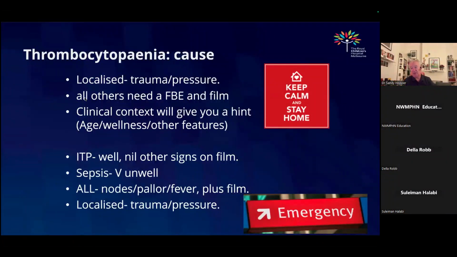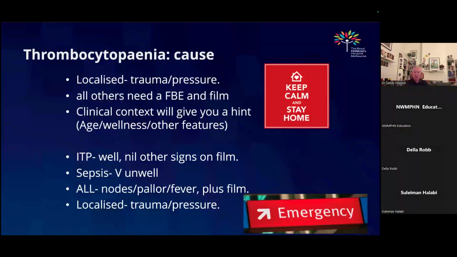All other patients, I think, need a full blood count and film, for the reason that both hematological malignancy and immune thrombocytopenic purpura are probably the two more common causes. The clinical context can give you an idea what's going on. Obviously, you've got a well child with a recent viral illness with no pallor, no enlarged spleen, looks well in themselves, no bone pain. It's probably ITP.